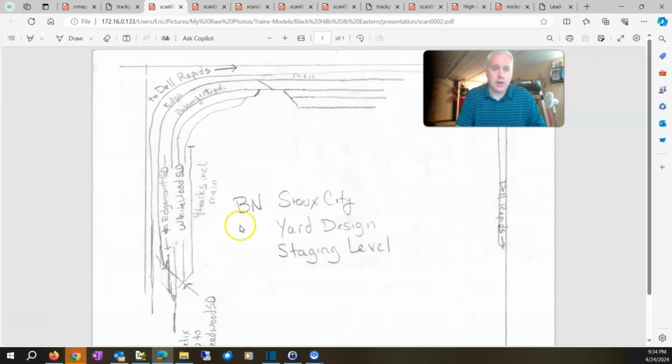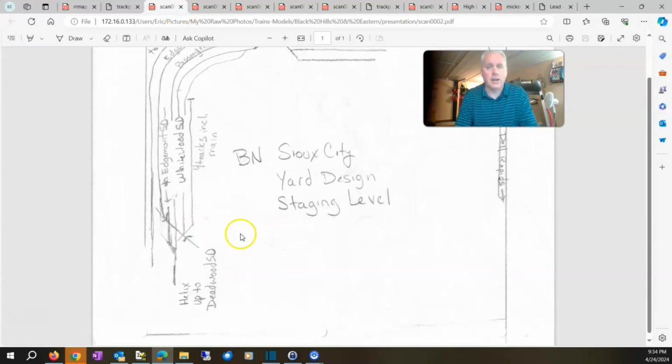Then the track schematic, the chicken scratches that I noted earlier. Of course, we start out here with the helix to Deadwood. The Whitewood staging here, we have in front of there now Marshall, Minnesota staging, 2 tracks of that, and I believe there's 4 tracks at Whitewood.